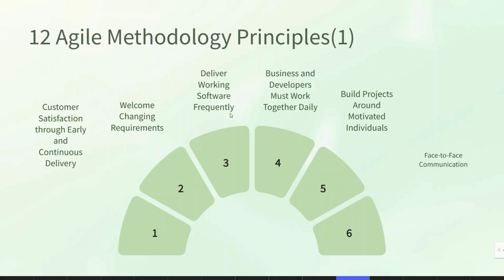Okay. Number three, we have deliver working software frequently. So don't wait until the end. Deliver a working version of the software regularly, like every few weeks. So this way, everyone can see and test the real product early and often. Actually, it's very important and very useful in agile.